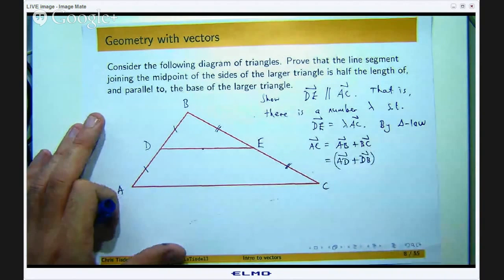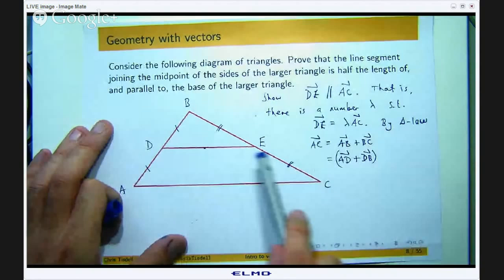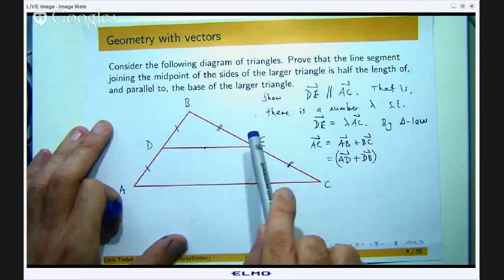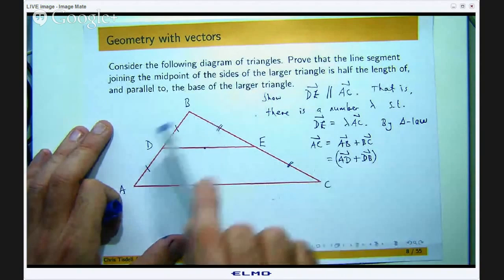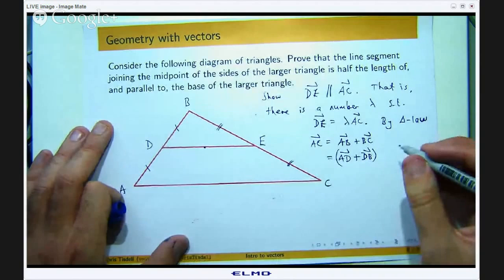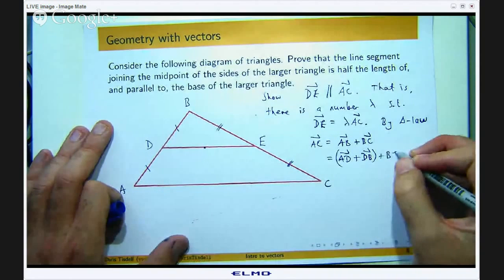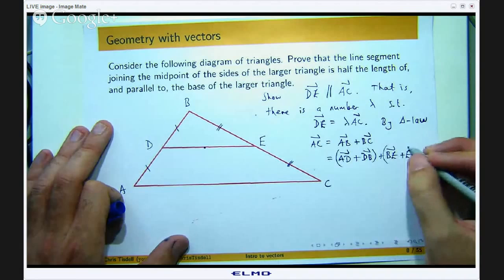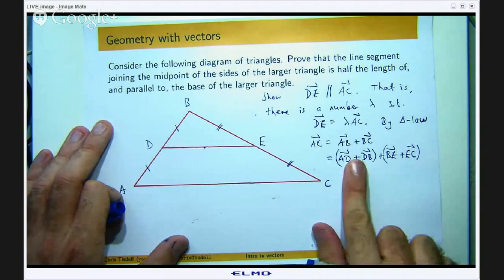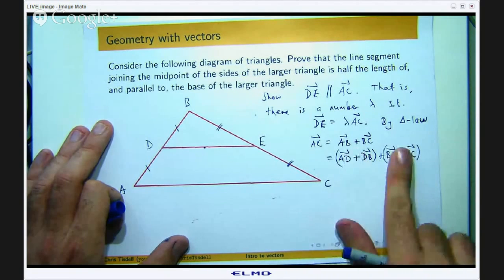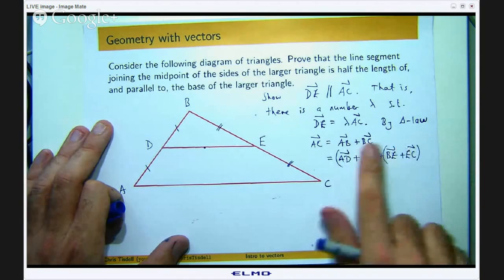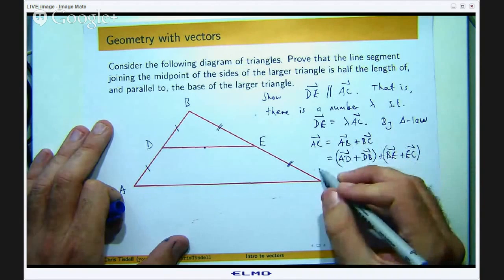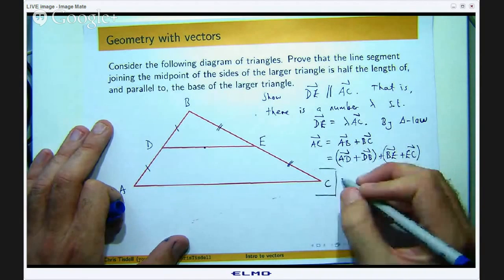All right, let's look at BC. BC is the vector BE plus the vector EC. Again, you can check that the inside letter cancels out if you cover them up, and you get the two vectors on top. Let me just sort of work around that.